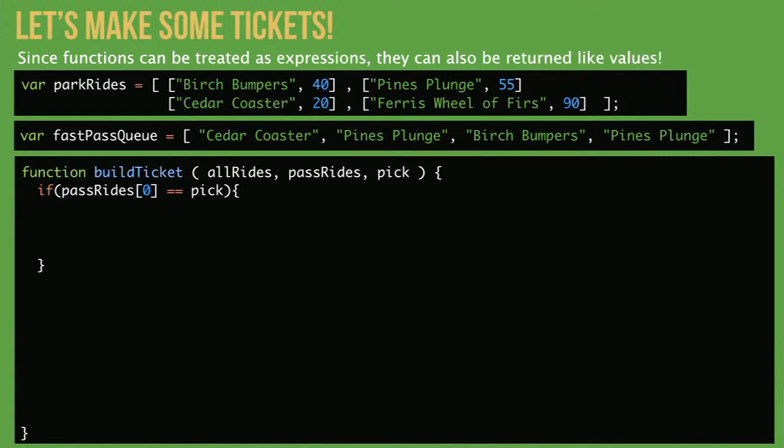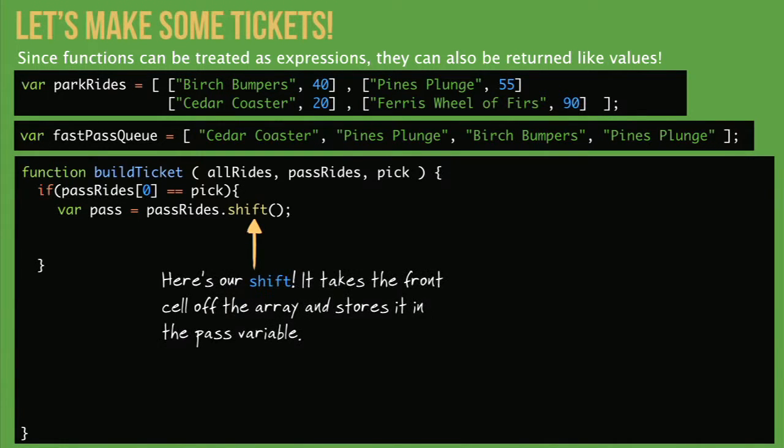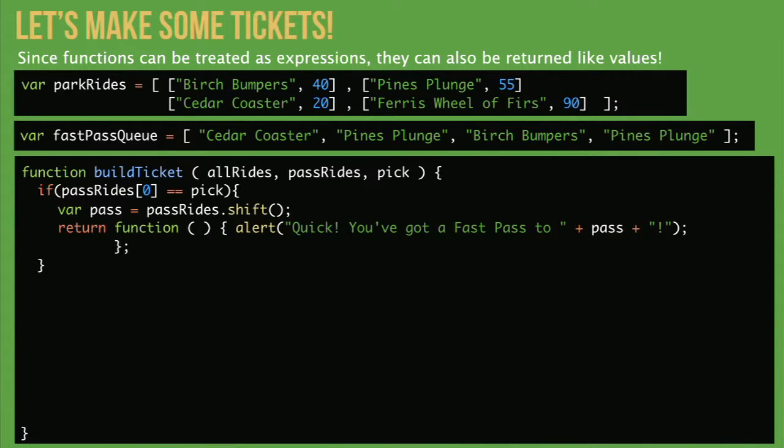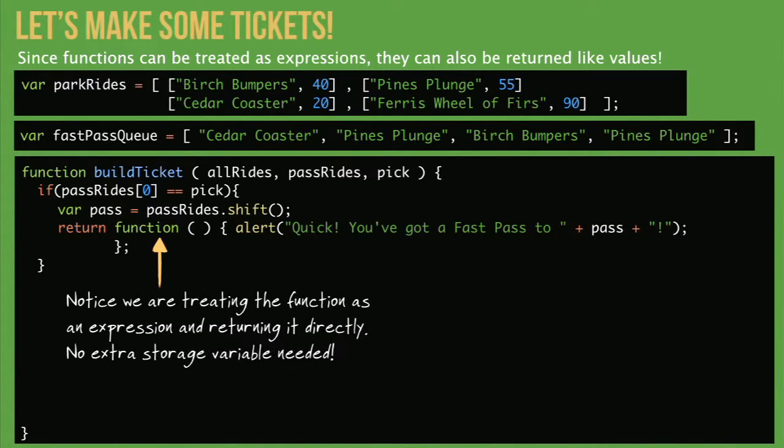And if that's true, we'll just shift the very first cell off of our FastPass array and give it to a variable called pass. Then we will return a function expression that alerts, "Quick, you have a FastPass to" whatever ride they just got a pass for. Notice here that we're treating the function as an expression and returning it directly. It's not stored in a variable, nothing like that. It's just immediately returned as a function expression.